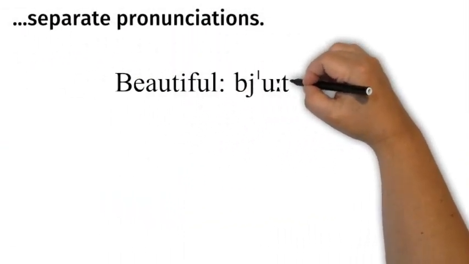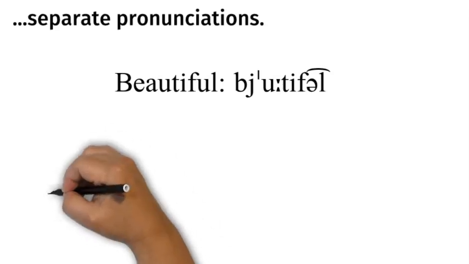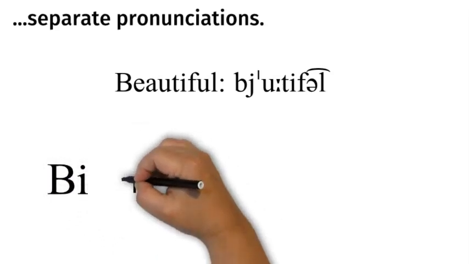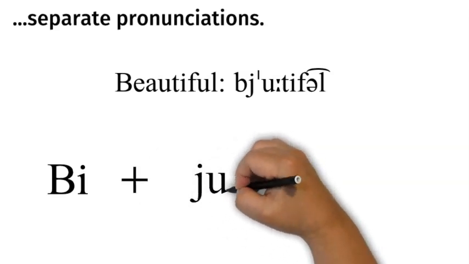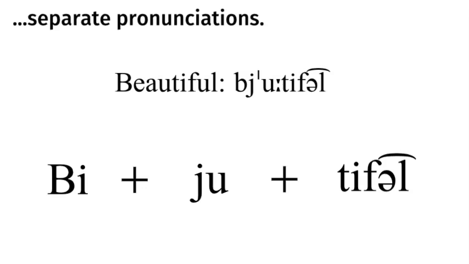Contrary to smooth transitions, which involve seamless pronunciation, separate pronunciation disrupts smoothness by intentionally articulating each vowel distinctly, especially in longer words. Example, beautiful. Each vowel is sounded separately, making the word clearer. Beautiful.